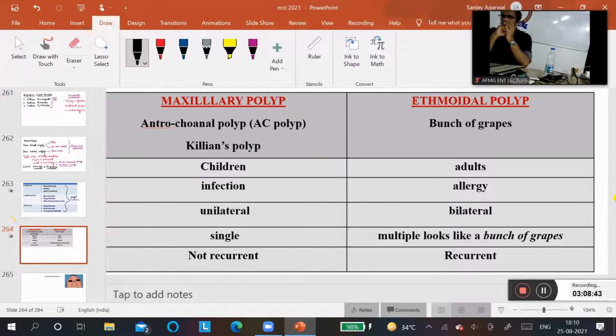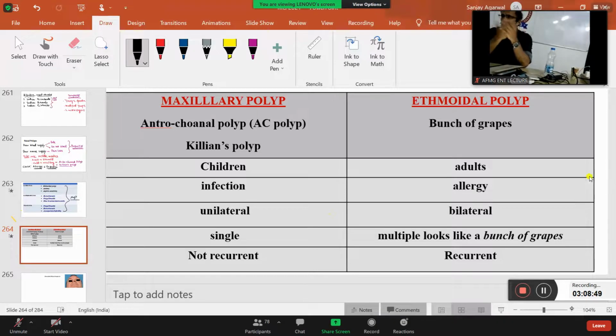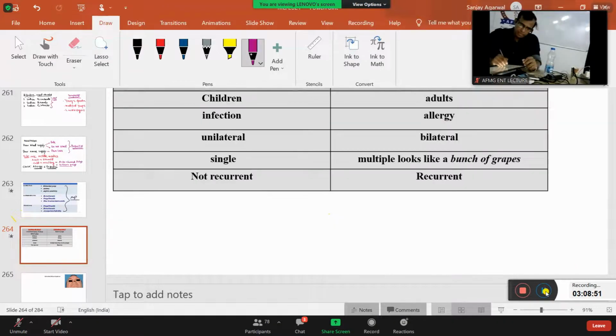Antrochoanal polyp is caused due to infection. Ethmoidal polyp is caused due to allergy. If you have these two important causes, allergy and infection, then for infection, antibiotics. And for polyp, we have to do the surgery called FESS. It's very easy. Antibiotics and FESS.